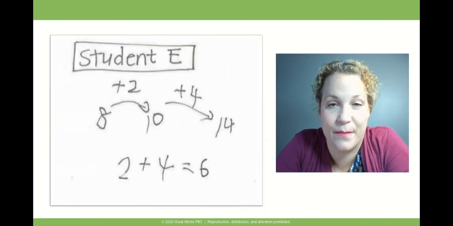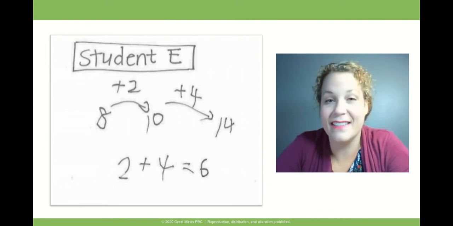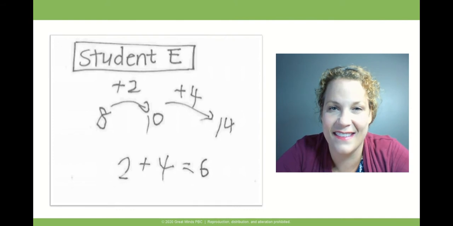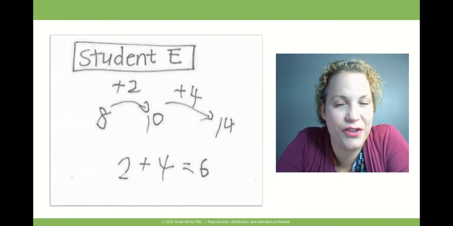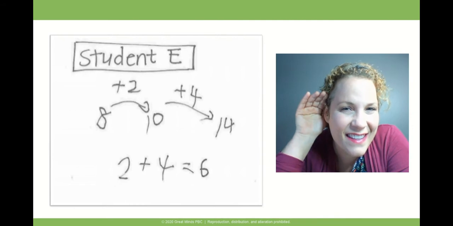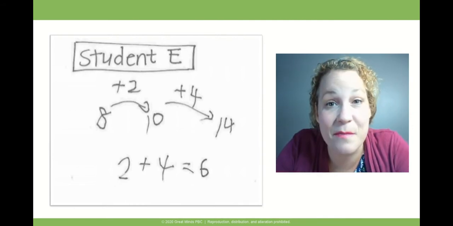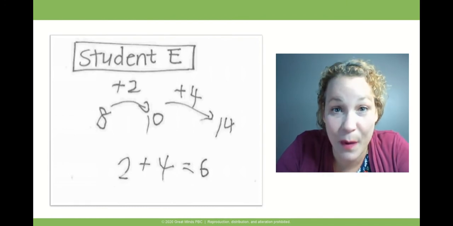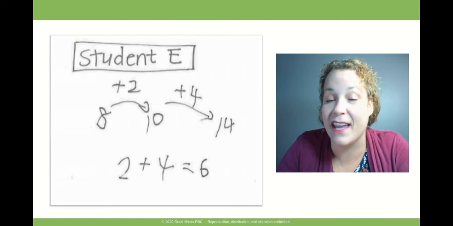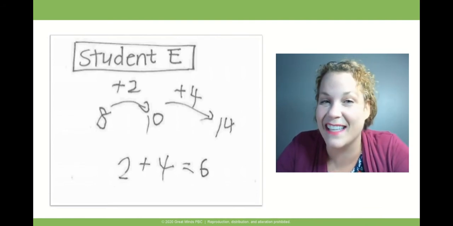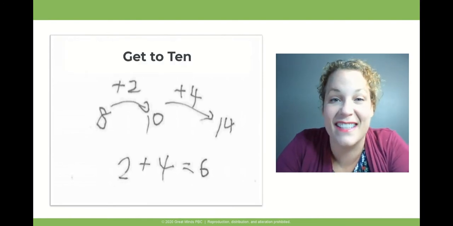Our last student work sample comes from student E. Take a moment to try and understand what they were thinking. What strategy did student E use? Some of you said make 10, and some of you said counting on. Well, I would argue that they're both correct because they're counting on from 8 in a chunk to get to 10, and then they're counting on in a chunk to get to 14. So let's call this get to 10.